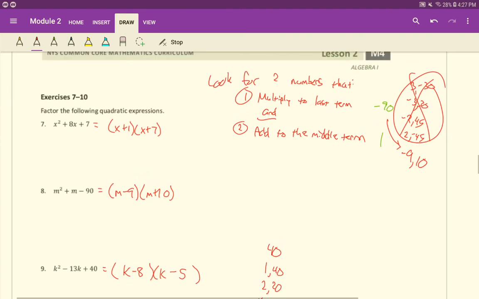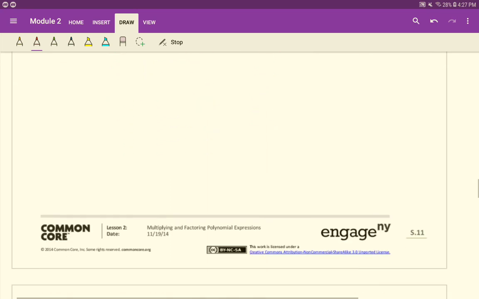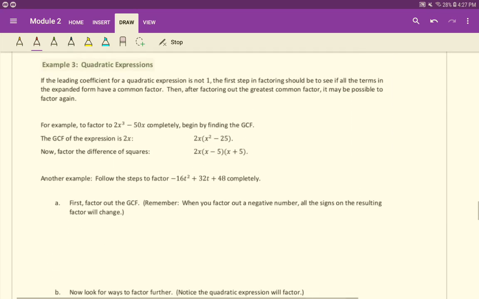And again, the strategy was you looked for two numbers that multiply to make your last term and add to make your middle term. And this strategy only works completely for when you have a lead coefficient of 1. And all these problems have a lead coefficient of 1. All right, so example 3.